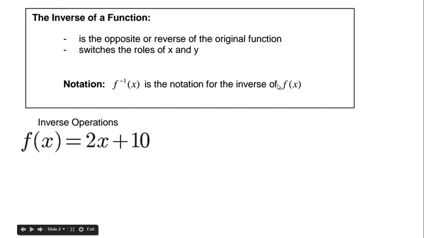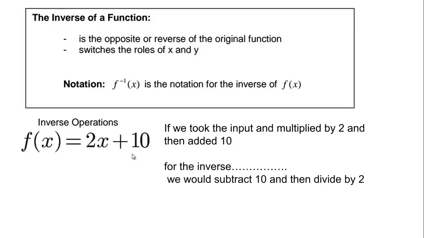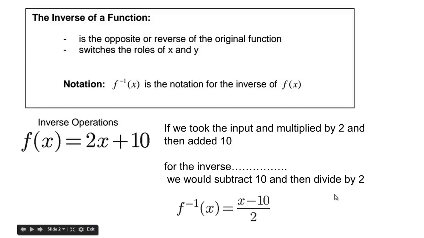Inverse operations: the way you do inverse operations is you think about the operations you're doing to the input. So in this case, we're multiplying by 2 and adding 10 to the input. And so the way we get the inverse is we just subtract 10 and then divide by 2. So we do the inverse operations in the reverse order. And so that's where we get what we called g of x before, but now we call it f inverse of x. Okay, so we'll see how to do it that way, and we'll also do another way where we switch x and y.